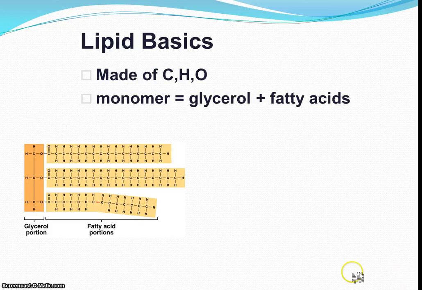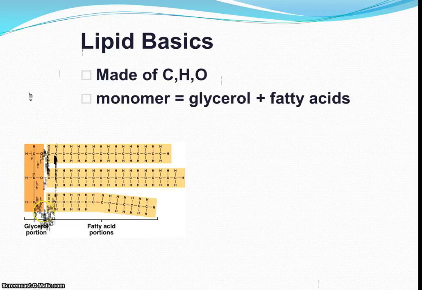The first part is called the glycerol molecule, and this is going to be a 3-carbon molecule with 3 oxygens coming off of each of the carbons, and then the rest of it is all hydrogens. So this portion right here is called the glycerol molecule. Then coming off of each of the carbons in the glycerol molecule, you will have what we call fatty acids, so 3 of them. And this is going to be a carbon that is double bonded to an oxygen, which is what we call a ketone.